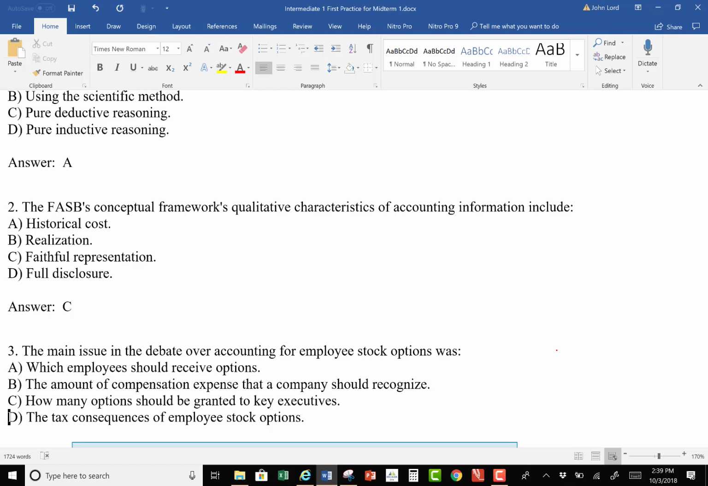Okay, so anyway, FASB's conceptual framework, qualitative characteristics of accounting information include, and we had what? We had faithful representation and what? Relevance. Good. Okay, so that's faithful representation. Okay, let's take a look at this one.